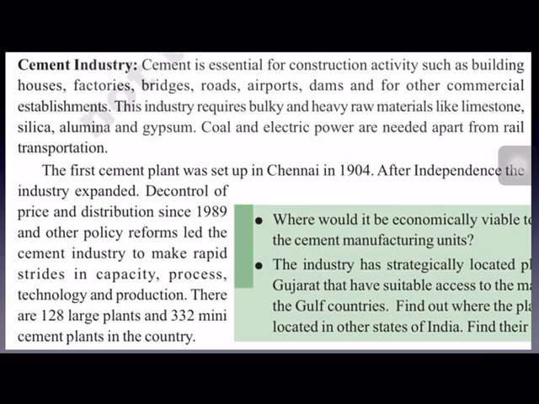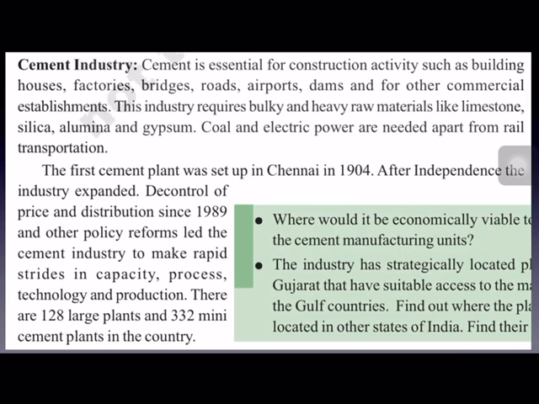The main raw material for the cement industry is limestone, and it is a bulky material. And other than limestone, silica, alumina, gypsum, coal. These are the other raw materials which are needed for the cement industry. And coal and power are also needed, apart from rail transport. Now see, the first cement plant in India was set up in Chennai in 1904. And after independence, this cement industry expanded more and more.